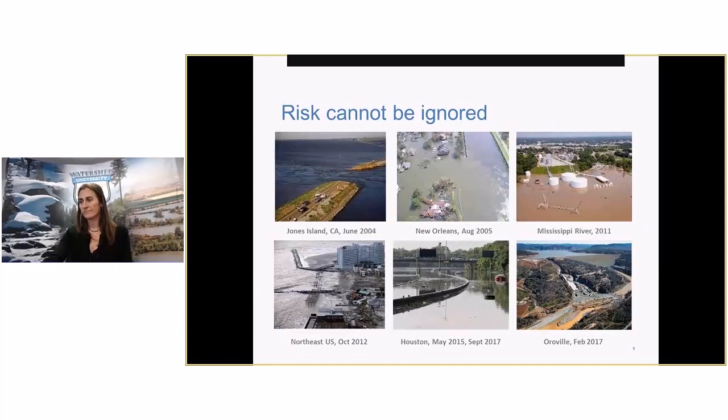As you well know, risk cannot be ignored. Every time Jessica and I make this presentation, we have to update with photos and new dates, but just over the past decade there have been some dramatic flooding events, and what we've seen in Houston over the last several years is a very dramatic case of how flooding can really disrupt everything that we're trying to accomplish.